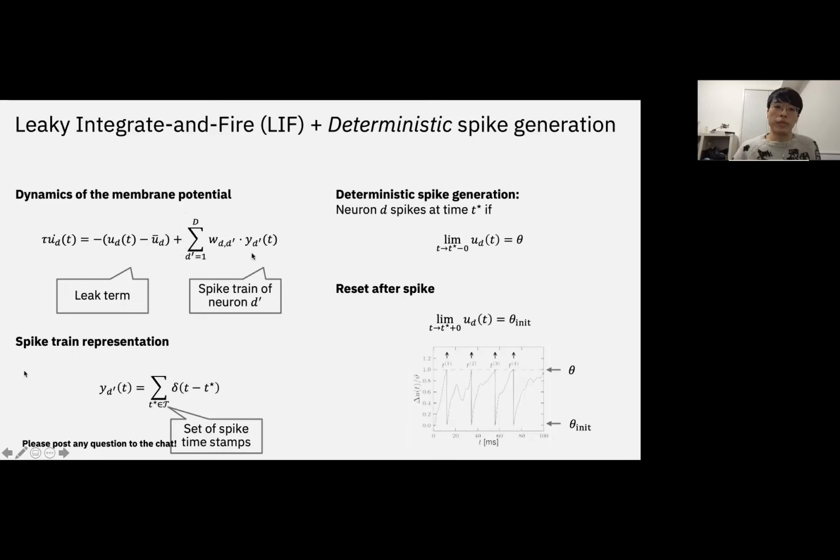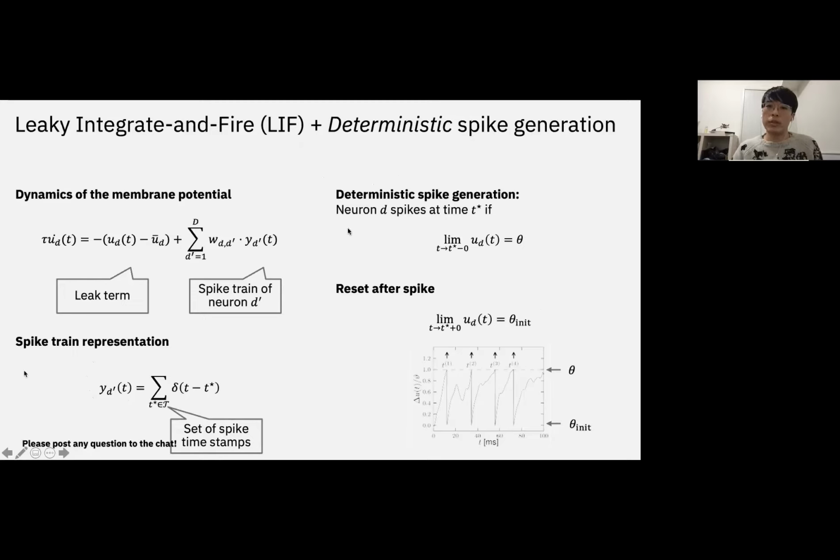Here is an incoming spike from neuron d prime, and we have a weight from neuron d prime to d, which is denoted by w, and this has some influence on the membrane potential. So this is the dynamics of the LIF model. We typically represent spikes by delta functions. This defines how the membrane potential increases or decreases in response to incoming spikes.